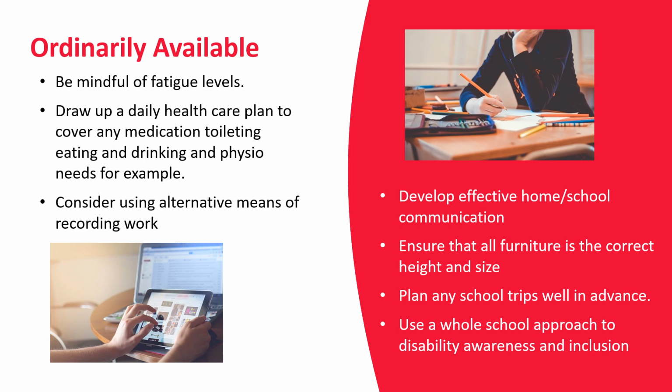Ensure that all furniture is the correct height and size so that the pupil can sit comfortably with their peers. Plan any school trips well in advance so that any adjustments necessary can be made for the pupil to fully access them. Use a whole school approach to disability awareness and inclusion, for example, books, assemblies and charity events to raise awareness or funding. Ensure all staff are aware of the child's needs.